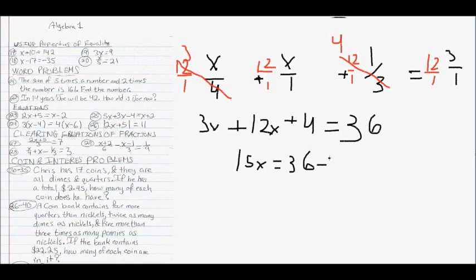3x plus 12x is 15x. Right? Equals 36 minus 4. Right? Because we subtract 4 from both sides. 15x equals 36 minus 4 is 32. And then we divide each side by 15. Looks like I made a mistake in the other way, but anyway, do it this way. This is much easier.